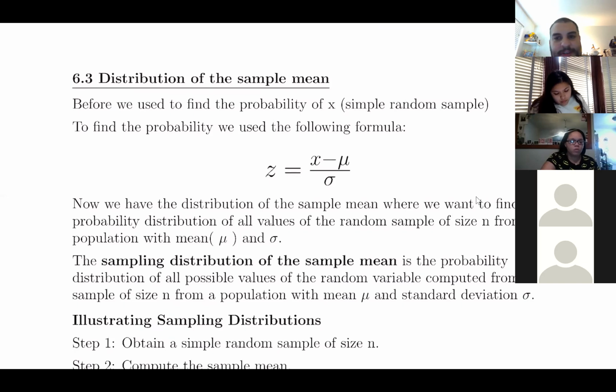So 6.3 is the distribution of a sample mean. For a distribution of a sample mean, we're not doing a random selection of one anymore. What we're going to be doing is a random selection of n many people. Instead of our sample size always being equal to 1, now we're going to be using a sample size greater than 1.